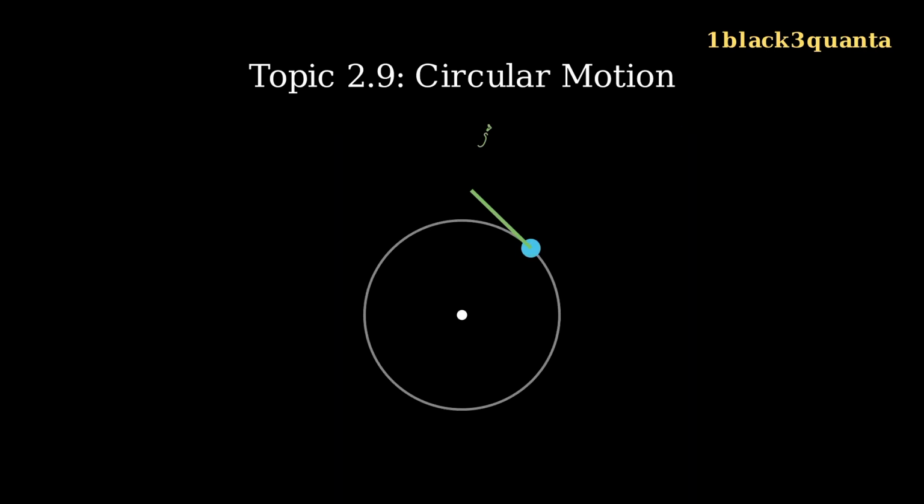Notice the relationship between the vectors. The velocity vector is always tangent to the circle, making it exactly perpendicular to the inward-pointing centripetal acceleration vector.